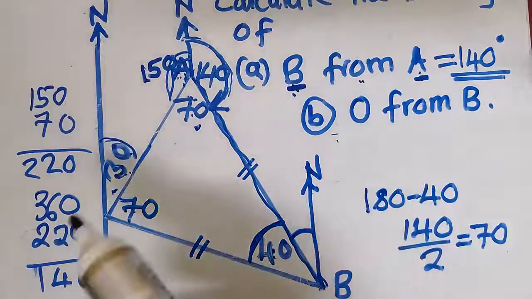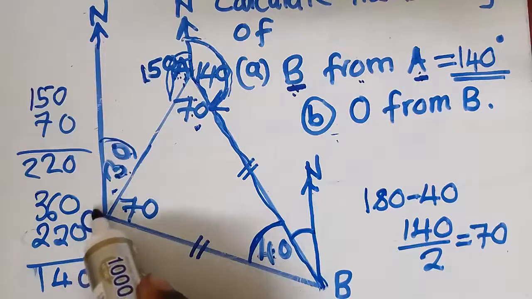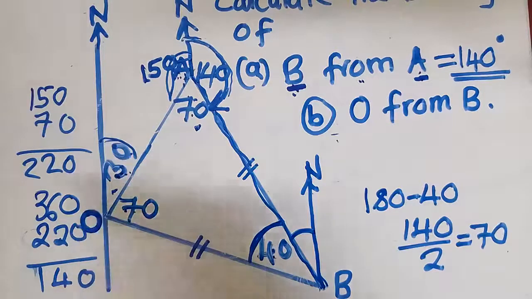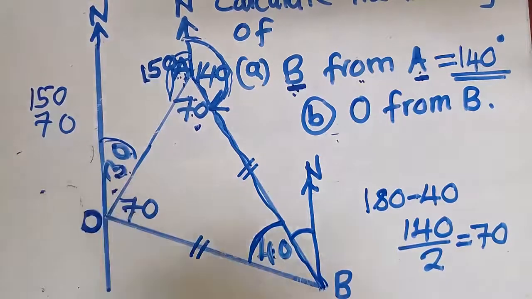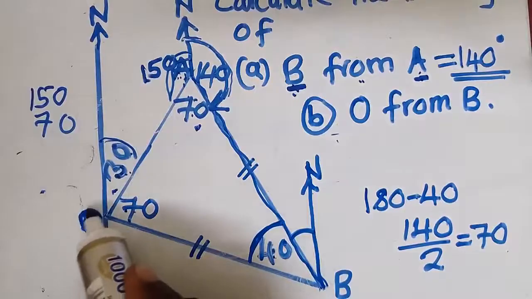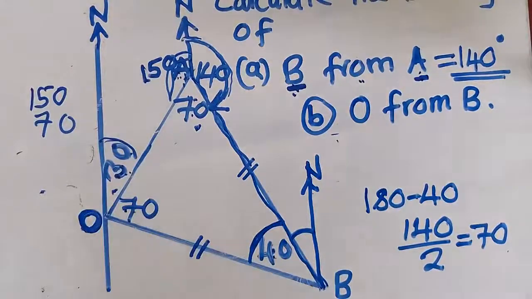So O is here. This is where O is. I just forgot to put it on the diagram. O is supposed to be there. So O was here on the diagram. This is where O is.